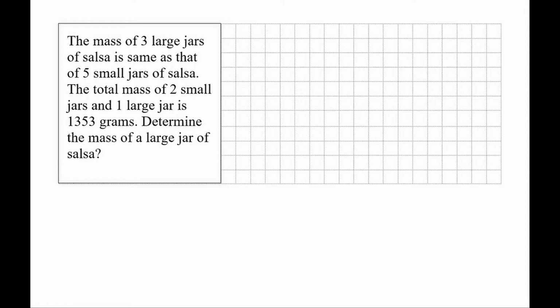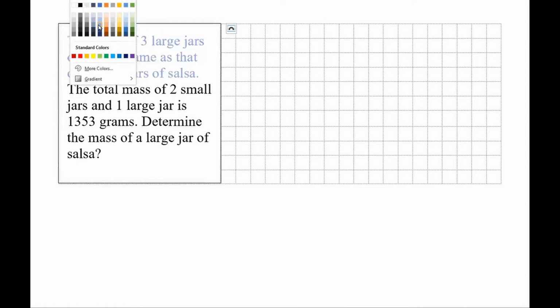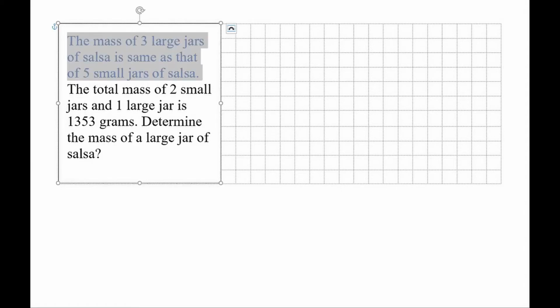I'm going to solve this problem visually. It's actually a fairly challenging problem. So let's see how we can represent it visually. And this part of the question is very important. So let's change the color so that we can just call it the blue sentence, okay? So the blue sentence is very crucial. So we are saying 3 large jars together have the same mass as 5 small jars. So let's see what works.